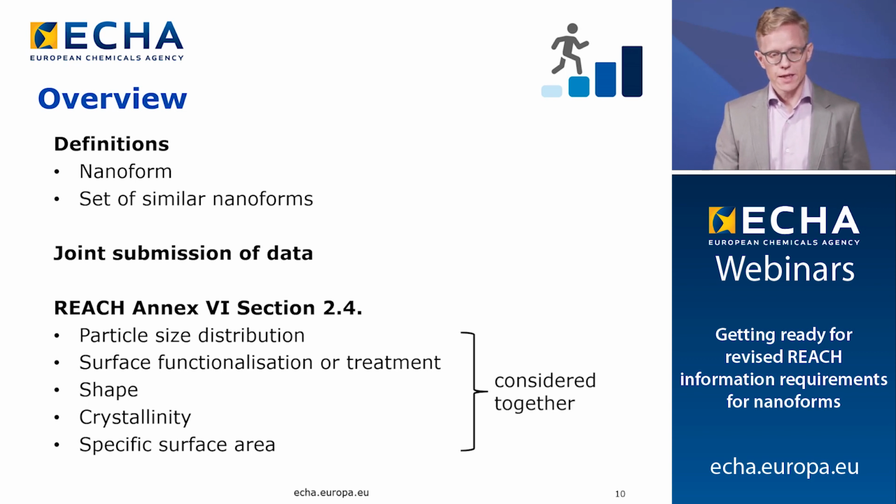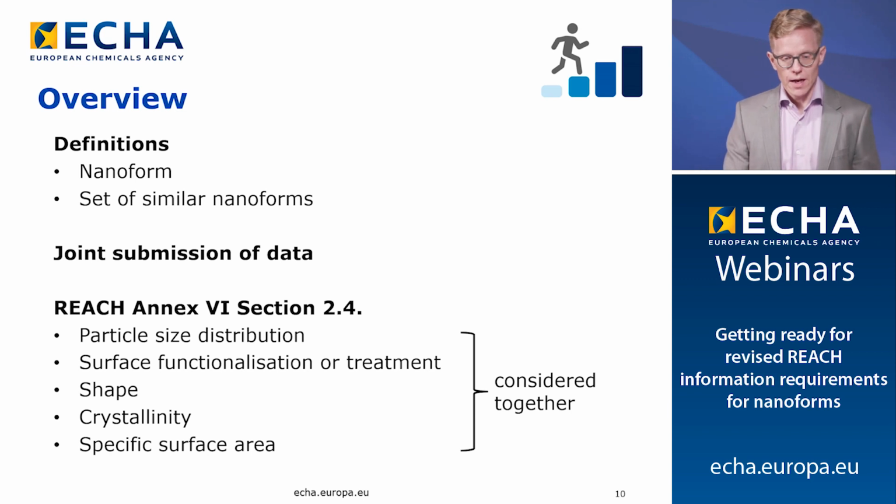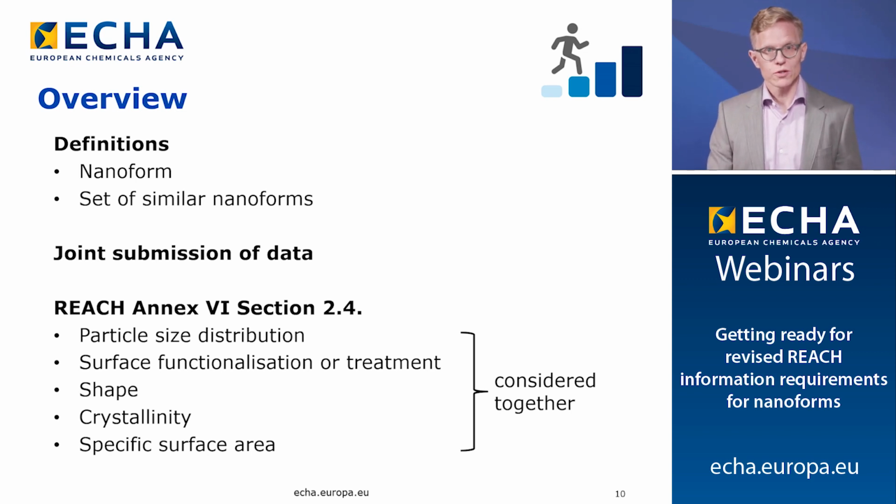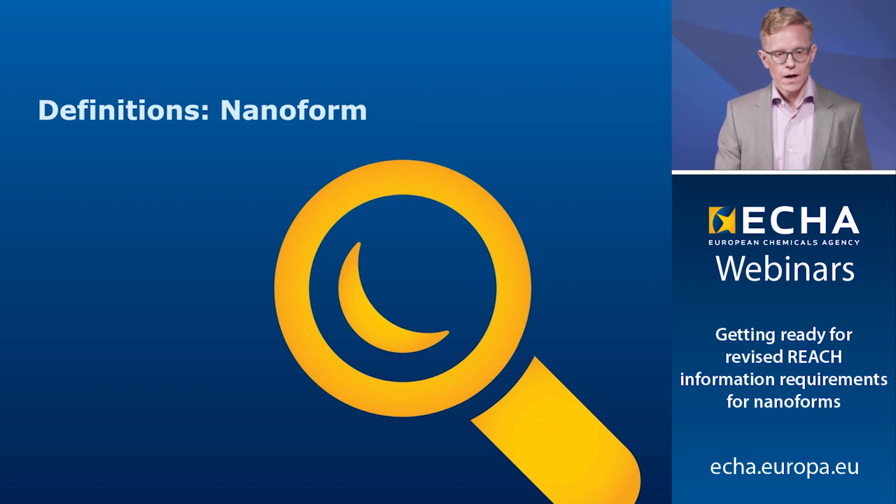It should be noted that although the characterization parameters are addressed one by one in this webinar and also in the ECA guidance, in practice the parameters have influence on each other, and when considering what constitutes a nanoform, all the 4 parameters need to be taken into consideration. I will start with the definition of a nanoform.